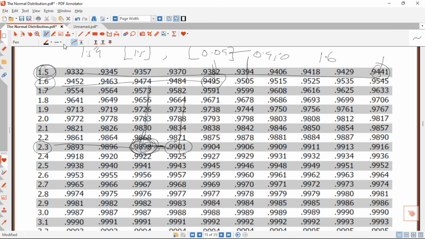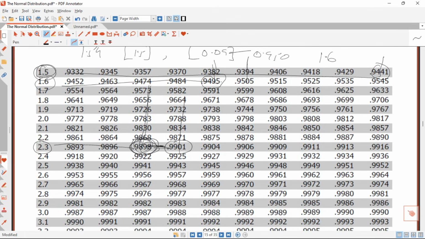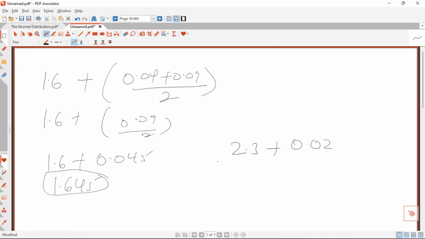So here you are going to have 2.3 plus 0.02, right? So when you trace this one to the top, you are going to get 0.02, right? So when you add the two, you are going to get 2.32, right? But when it lies between the two, you are going to find the midpoint. But when it falls on a particular probability there, you are just going to trace to the top, down, and then just add.